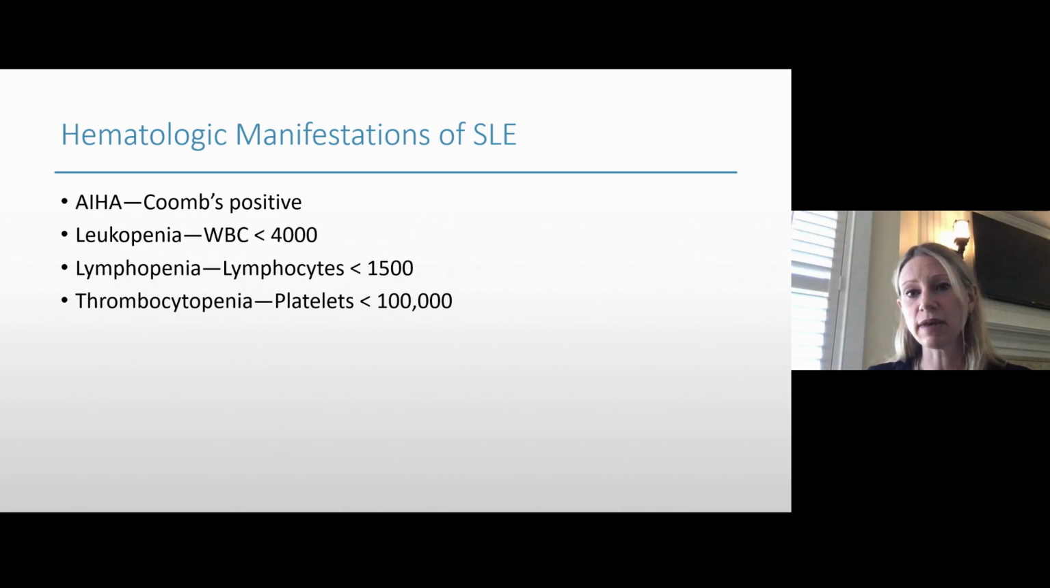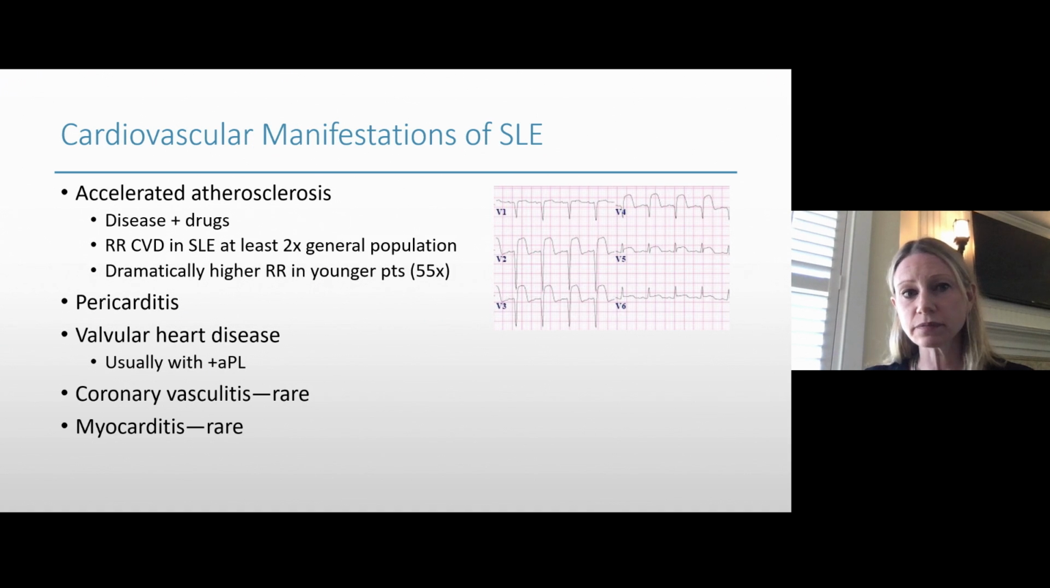So hematologic manifestations include autoimmune hemolytic anemia, so Coombs positive hemolytic anemia, leukopenia, which is common, particularly with a white cell count of less than 4,000, and lymphopenia is the most common development in terms of leukopenia. And the lymphopenia develops when the lymphocyte count is less than 1,500, and then thrombocytopenia.